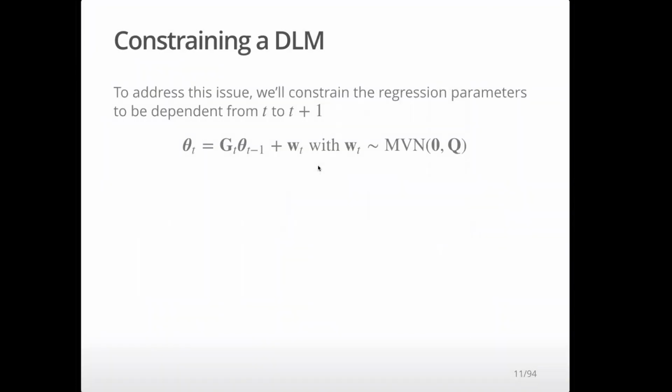So what we do is we're going to constrain the parameters of this model to be dependent on one another from time step to time step, right? So now we're going to think about the parameters as some form of autoregressive process. So the parameters today are a function of what they were yesterday plus some white noise.